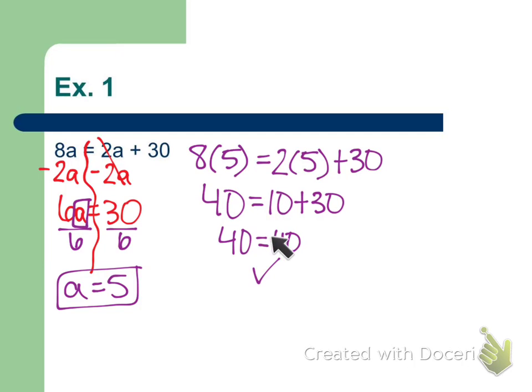Yes, if you end up with a true statement, 40 equals 40, that's a true statement, we got it right. So a equals 5 is our answer. You do not have to check it unless the directions tell you to. I just want you to know how to check your work.